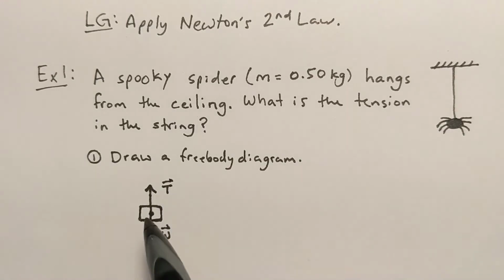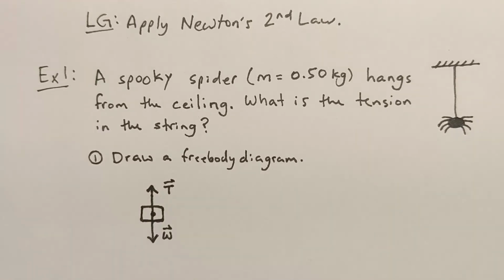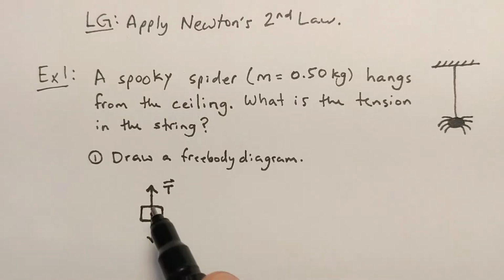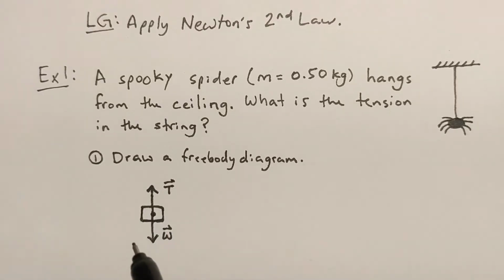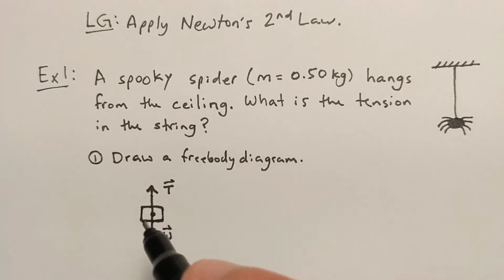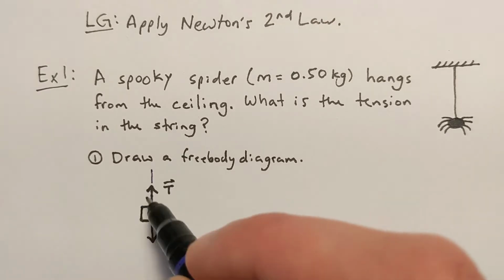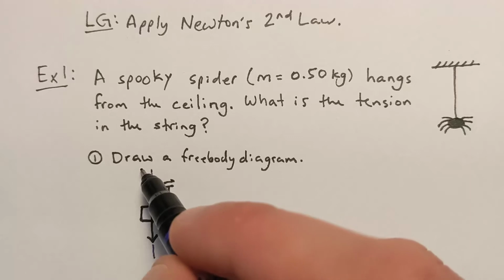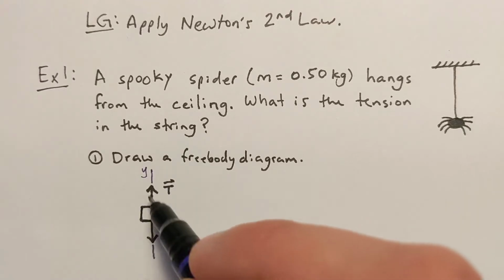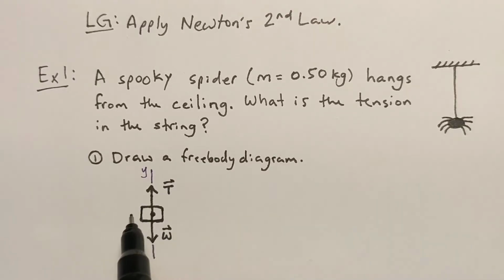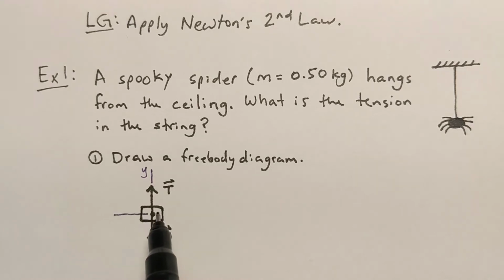Next, we should specify our x and y directions. I want most of these force vectors, as many as I can manage, to lie entirely along the x or y direction. So even though we have a choice of coordinate system, we're going to pick a coordinate system that coincides with the majority of our force vectors. I'm going to keep the traditional up and down for the y direction. That way tension and weight both point along the y direction. And then we'll have the x direction perpendicular to that.